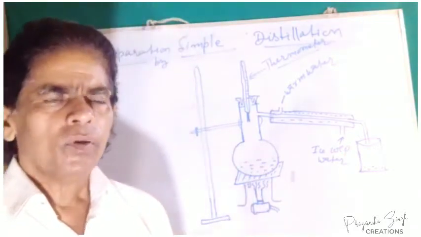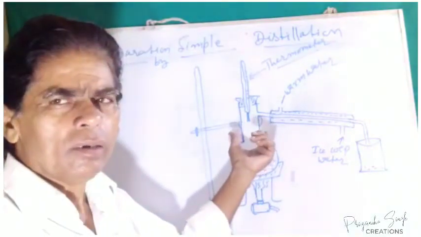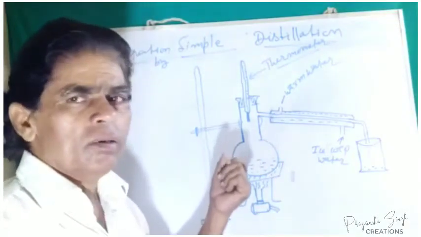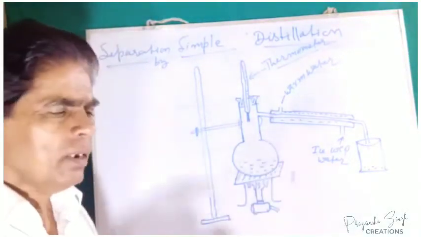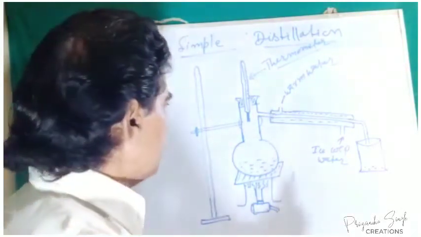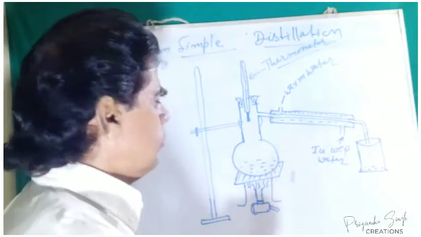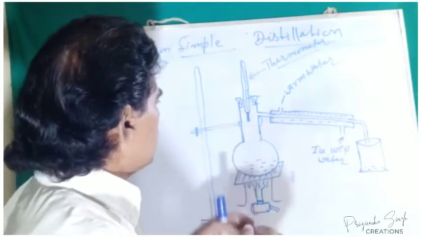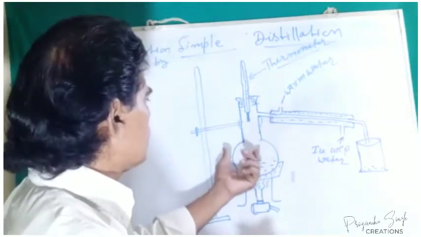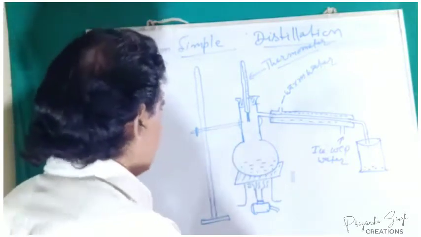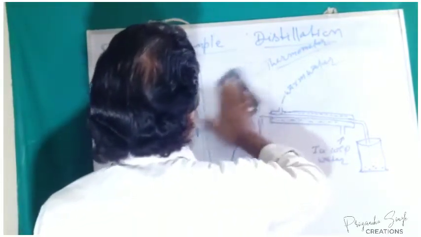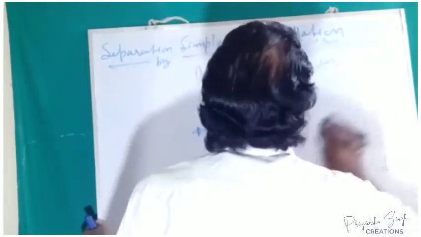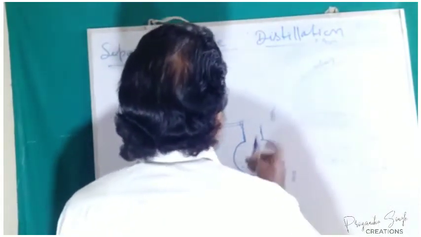For this we have to use another experimental setup in which the liquid is taken in a distillation flask, and to this distillation flask a fractionating column is added, joined to the first flask in which the liquid is taken. So another modification in this figure is here. We have to use a fractionating column here.